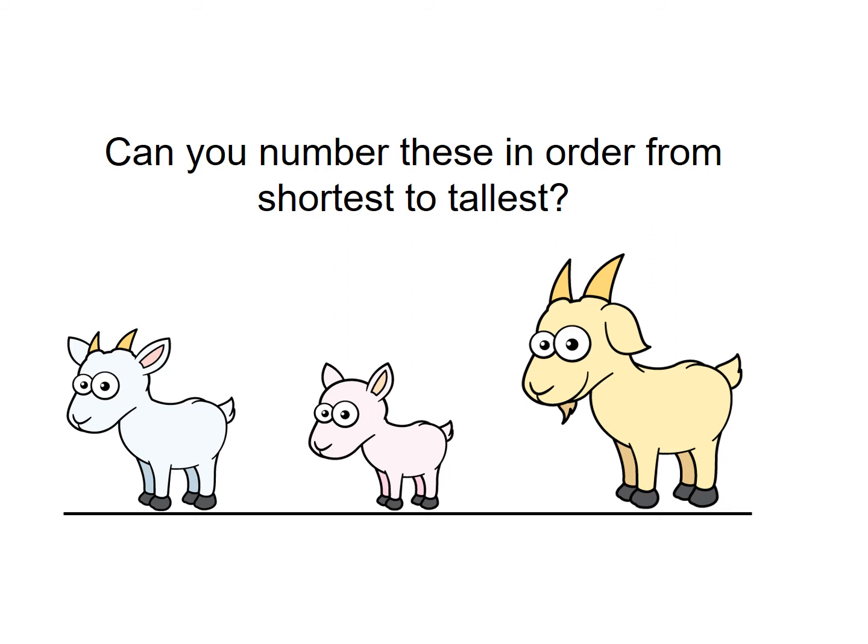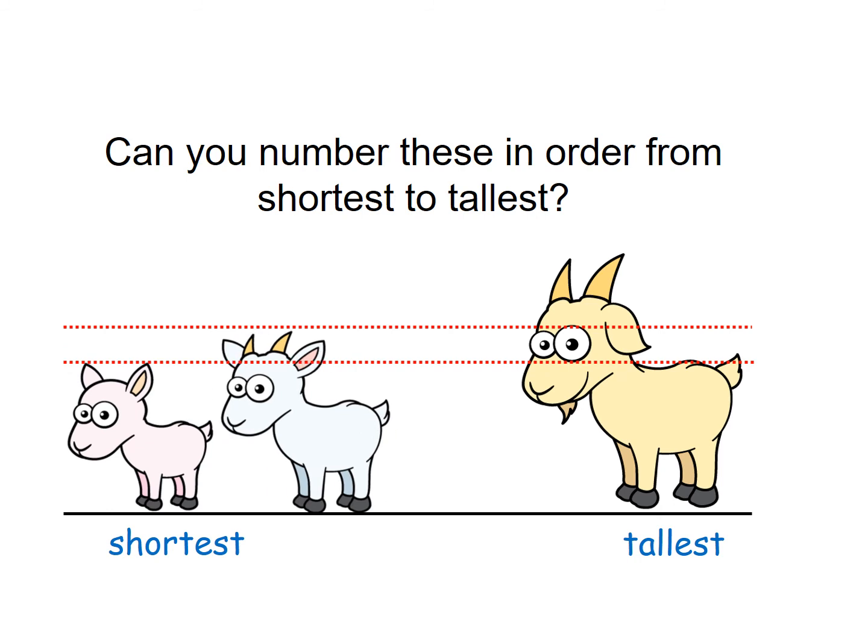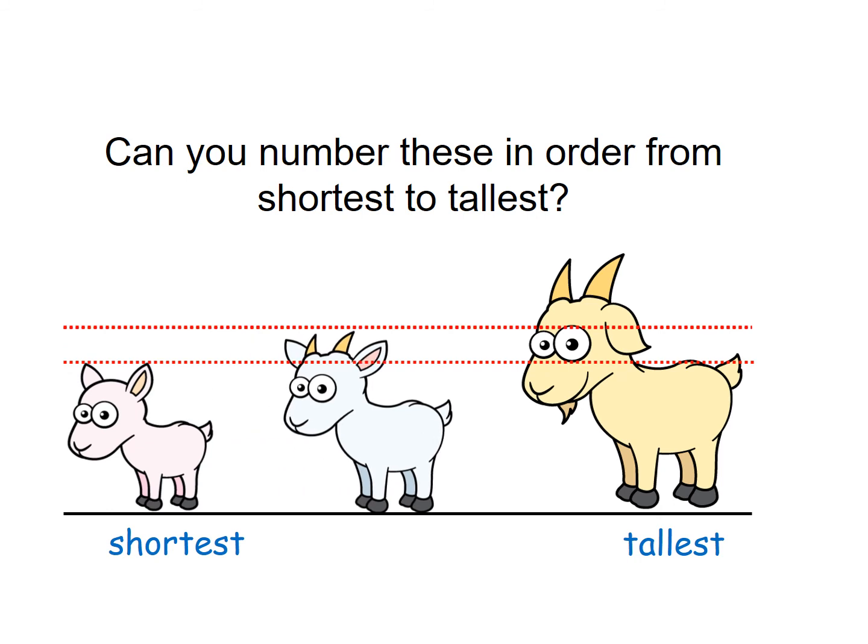Okay, so the goats are going to move around, because I need the shortest one first. So I'm going to draw some lines to help me. I can see that that one is the shortest, so I'm going to put him first. The next shortest is that goat, and the tallest goat is the one on the end. As you can see, he is much taller than the other two.